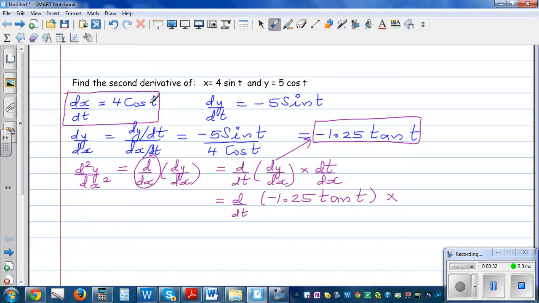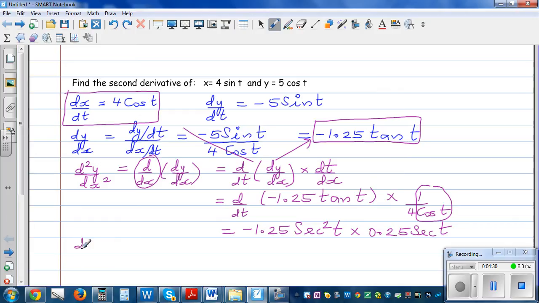So dx by dt is 4 cos t, so dt by dx is 1 over 4 cos t. Okay, now the differentiation of tan is sec squared. So d by dt of minus 1.25 tan t would be minus 1.25 sec squared t, times 1 over 4 cos t. You can write this as 0.25 sec t, because 1 over cos t is sec t, and one quarter is 0.25. So 0.25 sec t, secant of t.